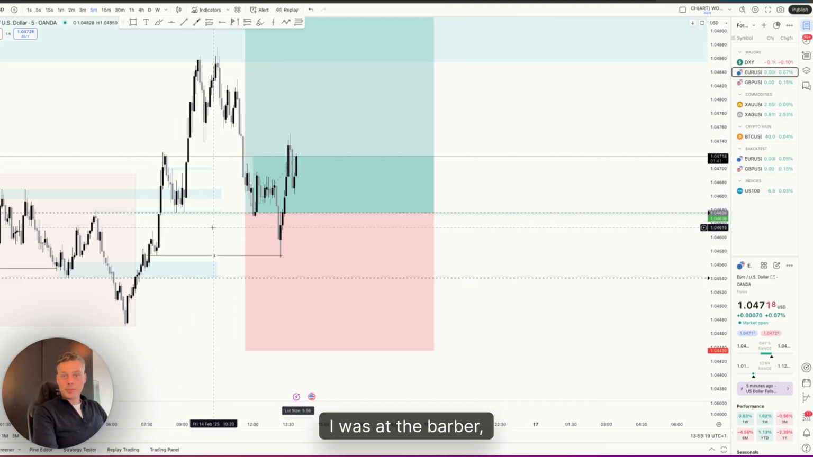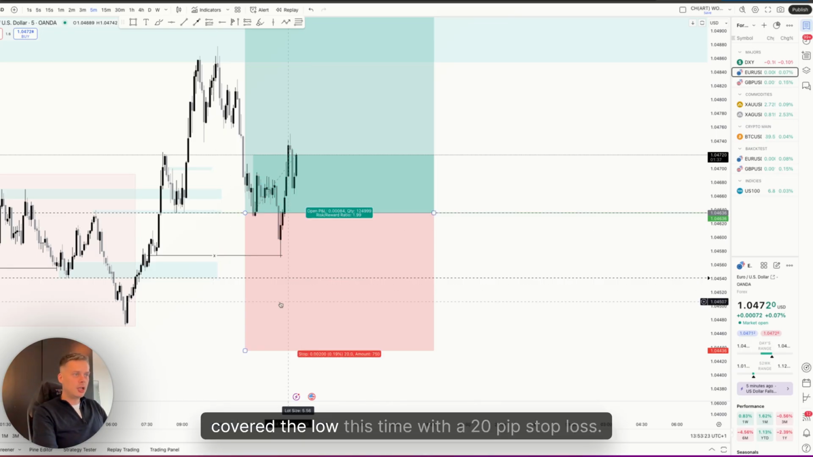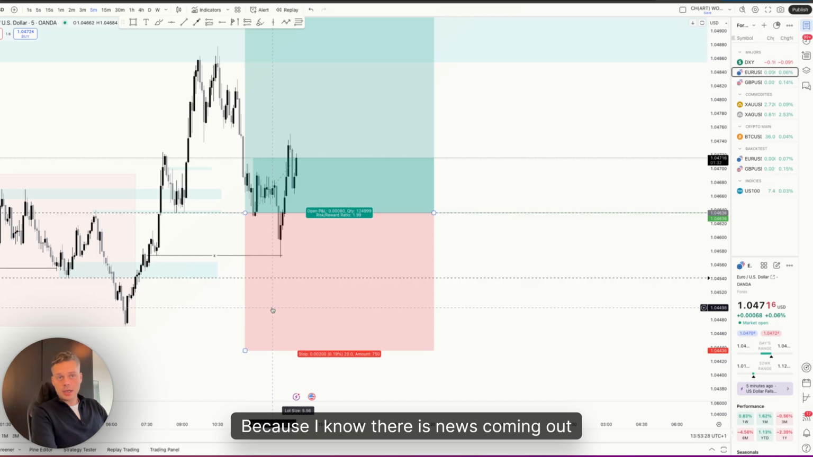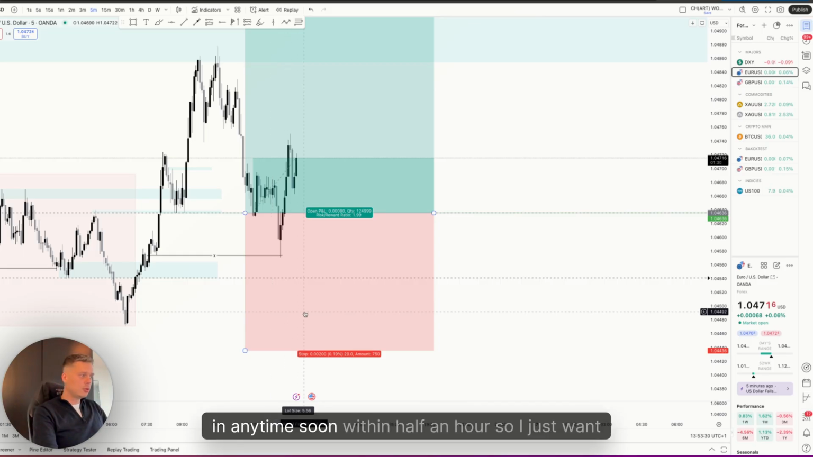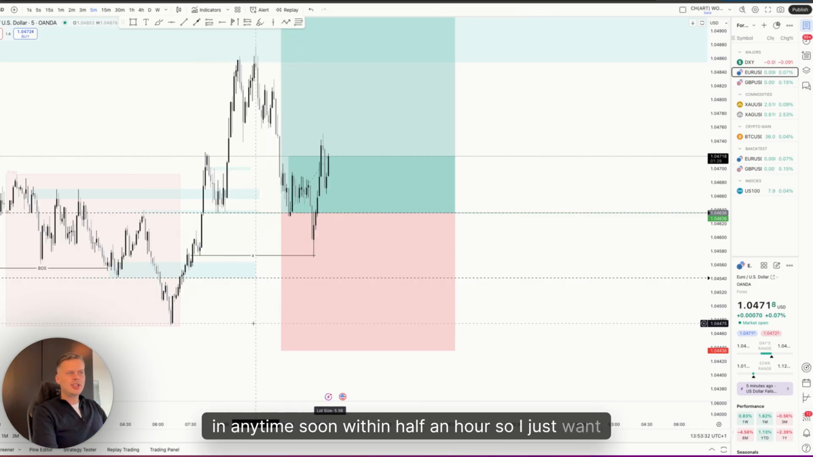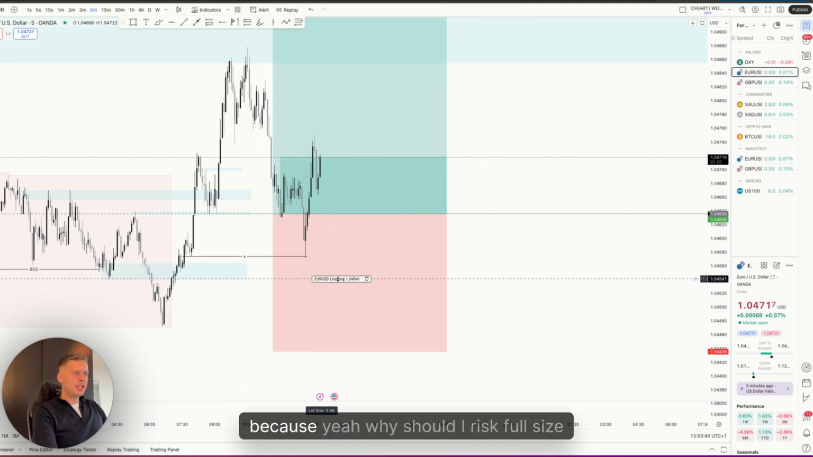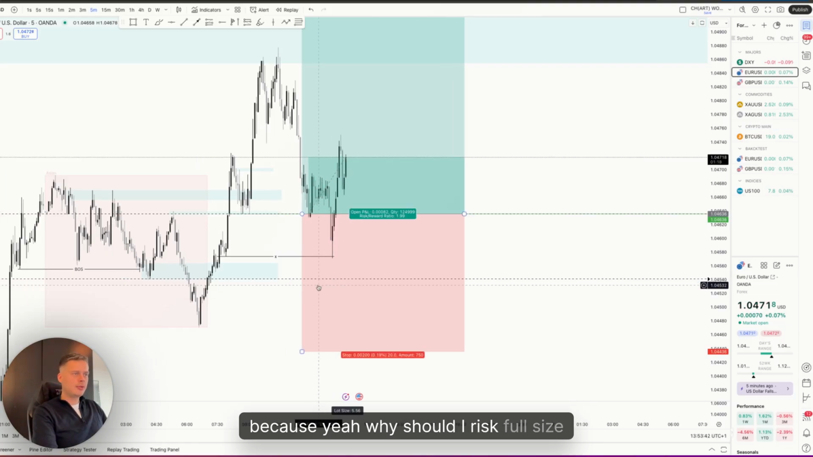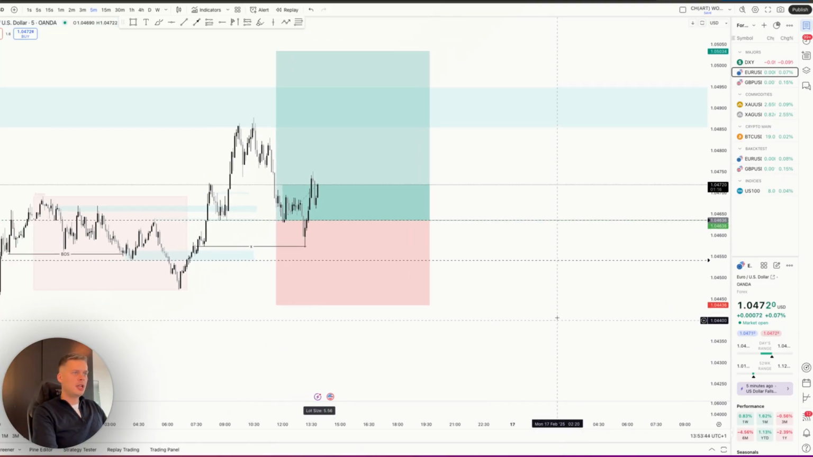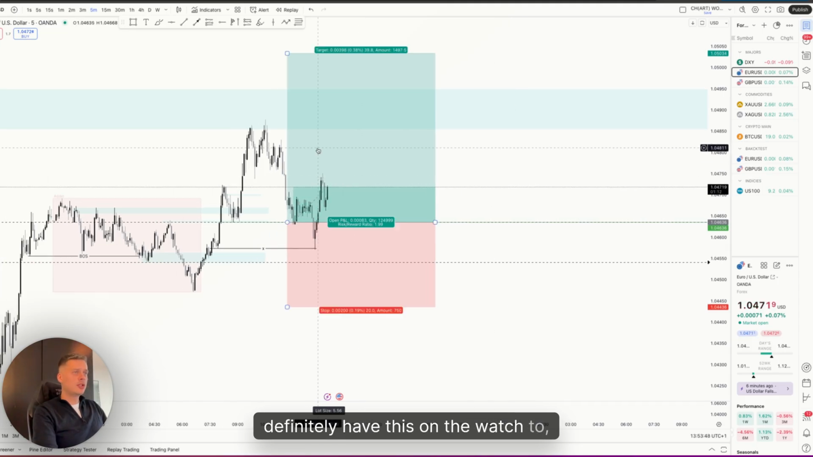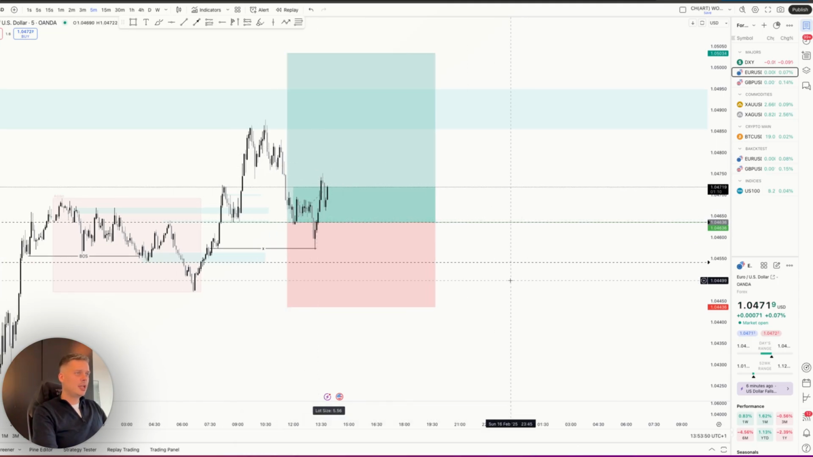I was at the barber, alert went off. I just entered the trade, covered the low, this time with a 20 pip stop loss, because I know there is news coming out within half an hour, so I just want to be safe. I did move my stop loss to this level because why should I risk full size when price is going my way? So definitely have this on the watch to see what it will bring.